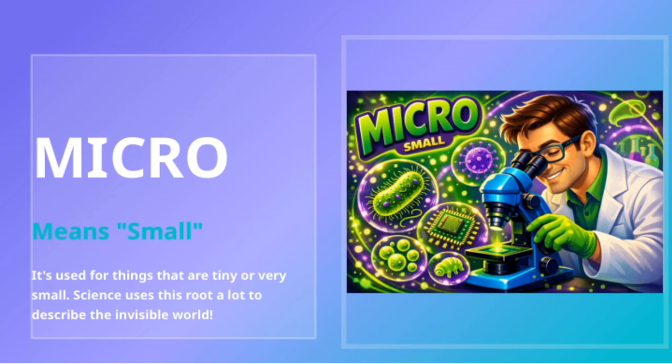So this slide is all about the prefix micro. It's used specifically for things that are tiny or very small. Think about how in science, we often deal with objects that are invisible to the naked eye, like cells, bacteria, or even tiny particles. And that's where this root really comes in handy. It helps us describe and understand those minuscule things that make up the invisible world around us.